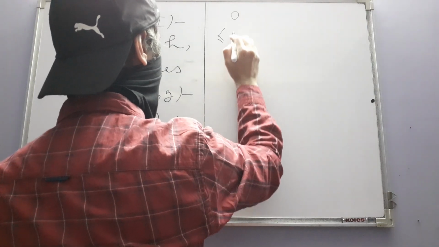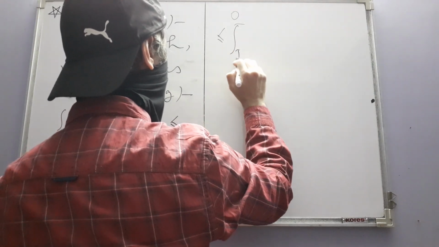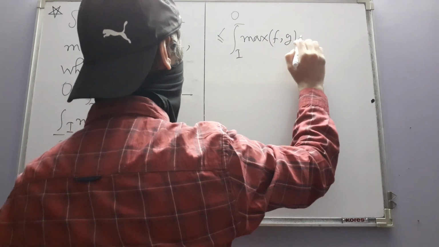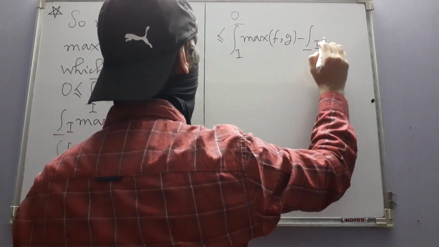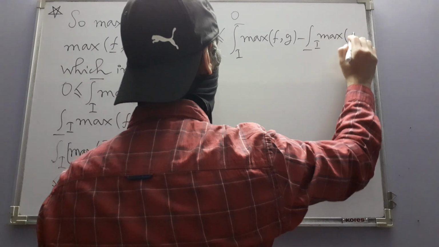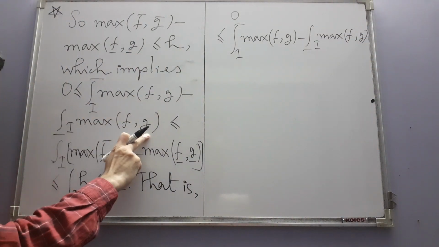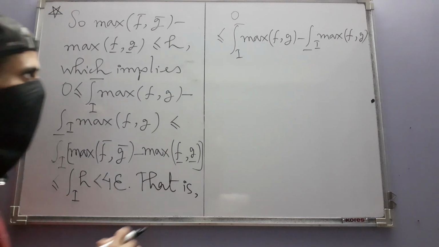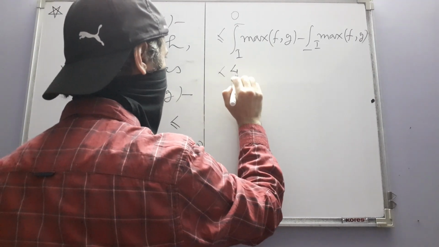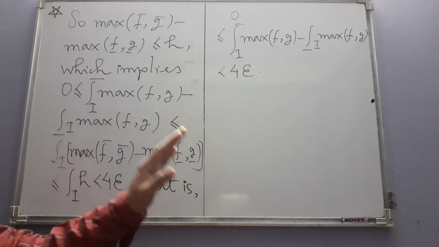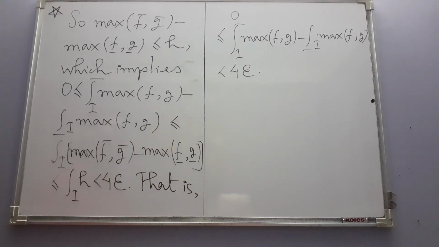0 is less than or equal to the upper integral of max minus lower integral of max, which is less than 4 epsilon. Okay, so this is our final stage. Now what can we say from this?